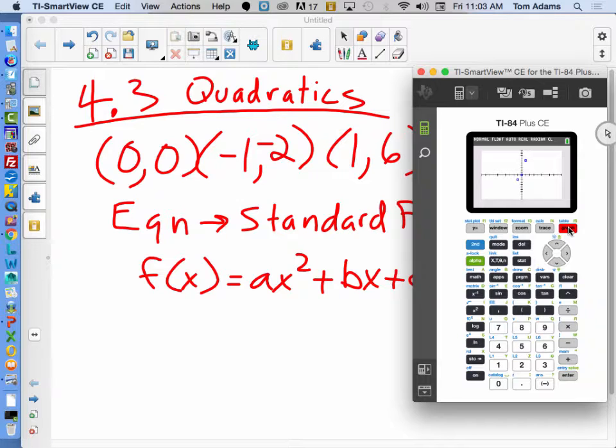But what I'm going to do is graph the parent function. So I'm going to put y equals x squared plus x plus, we'll just put 0 for now. And I'm going to graph that. Now if you notice, the parent function, what I really just put was x squared plus x.